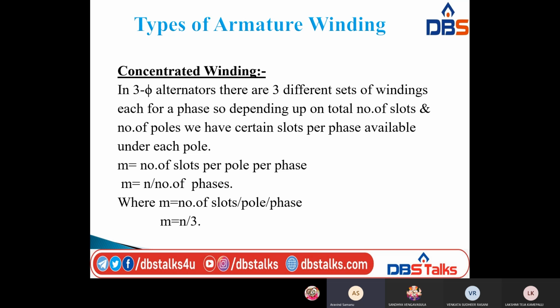Next is concentrated winding, another type of armature winding. In three-phase alternators, there are 3 different sets of windings, one for each phase, as you already know. Depending upon the total number of slots and the number of poles, we have certain slots per phase available under each pole.